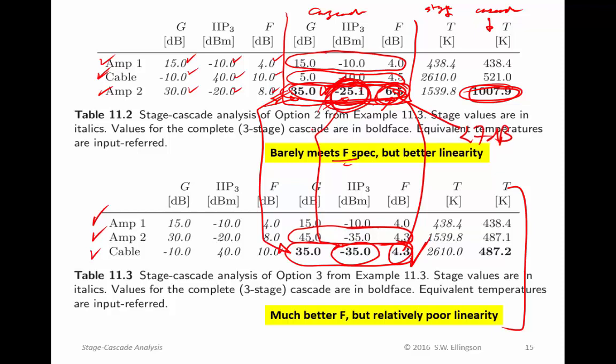So which one do you choose? Well, if you're trying to minimize noise figure, that is trying to get the best possible sensitivity, well, you might choose this one. However, if you're concerned about linearity, perhaps you're in a high signal environment or high interference environment, then you might choose this one because it has a higher third order intercept point and the noise figure meets the specification. So you really need to know a little bit more about the application to make a decision here, but this is a classic trade-off.